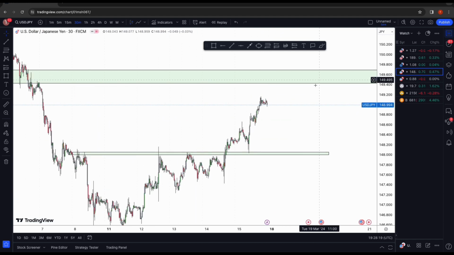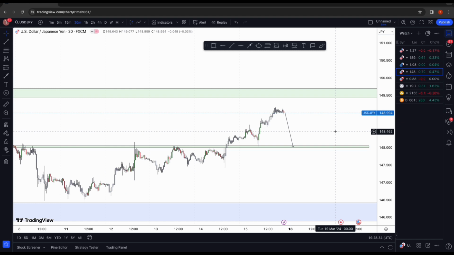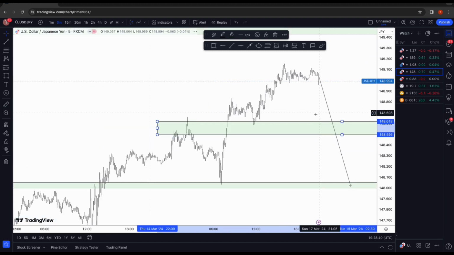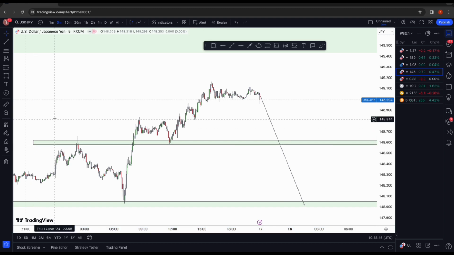To me, I can see again, like everything else, similar theme going on. Price retracing, coming back down. Will it come back down to this level? I'm not too sure. We can mark out a few zones along the way. Go down to the 5 minute. So we've got a zone there. Zone here.